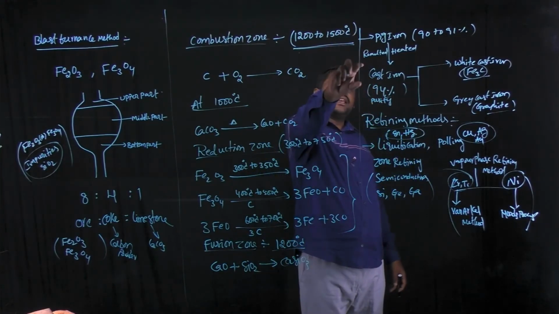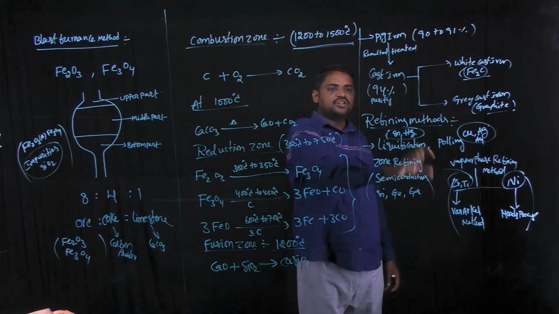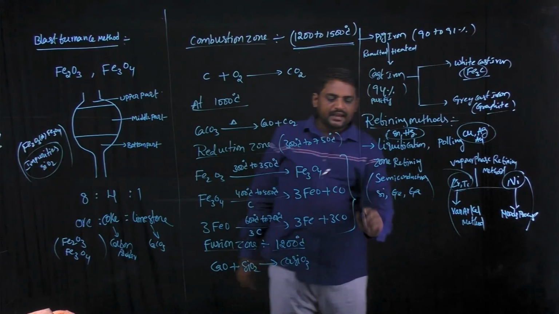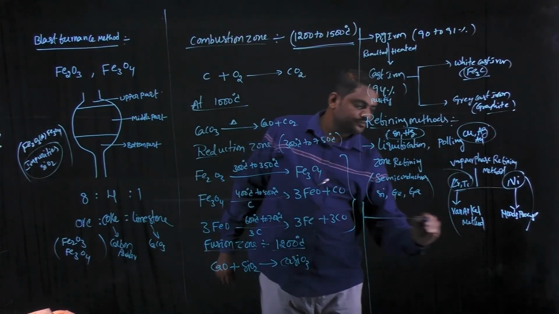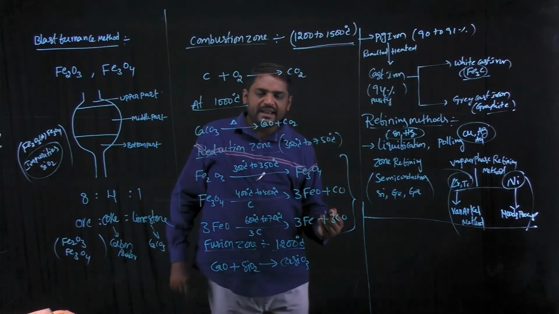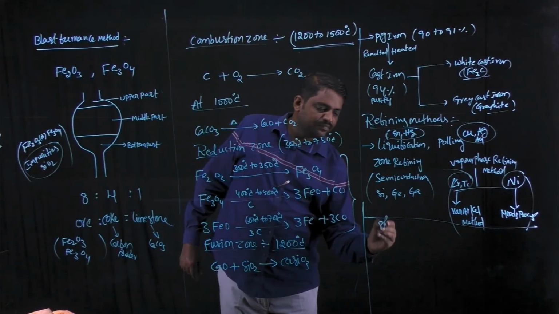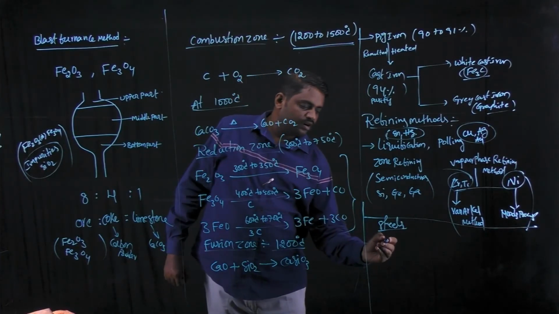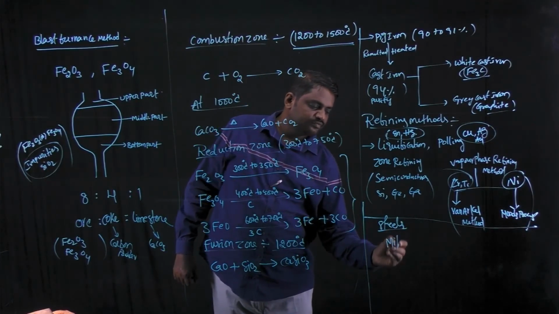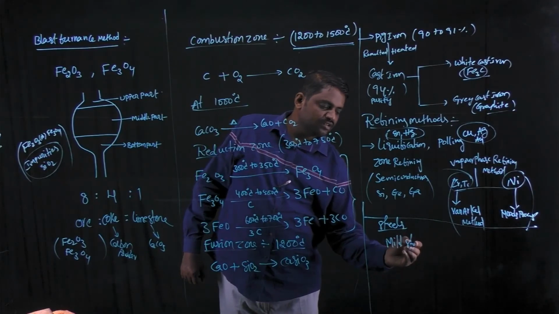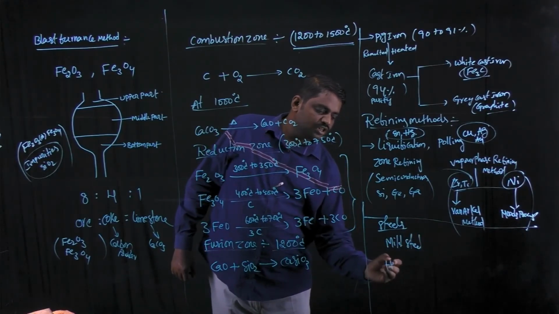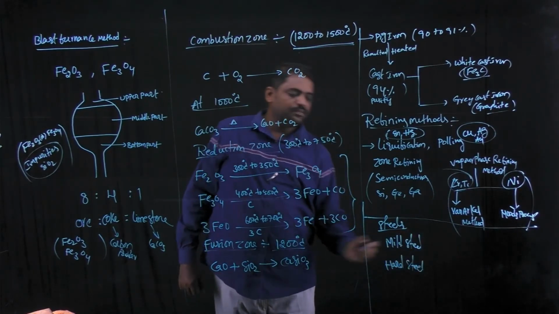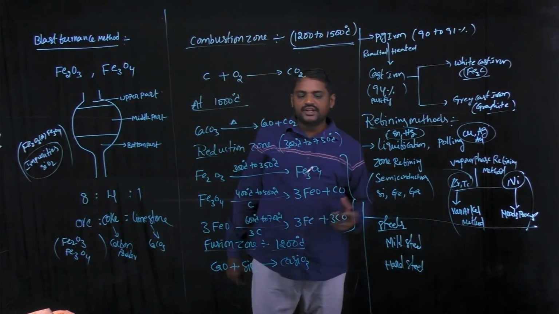Okay, so the pig iron is converted to cast iron by using so many purification methods or refining methods. And next one, this iron is used to make different types of steels. First one, mild steel and second one, hard steel. Generally, these steel materials play a very important role in our day-to-day life.